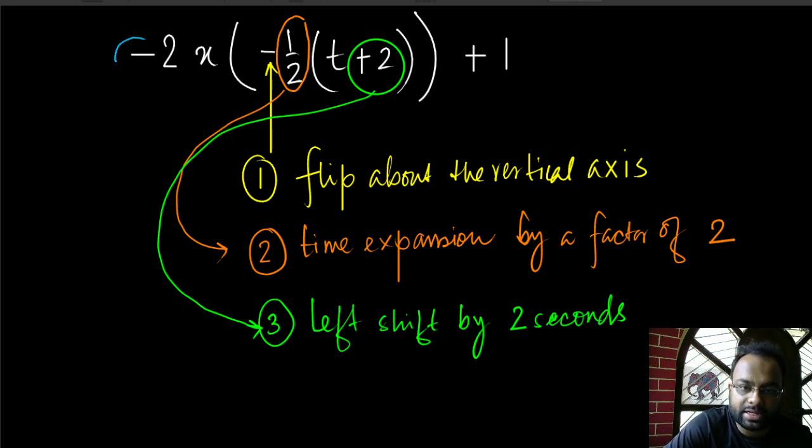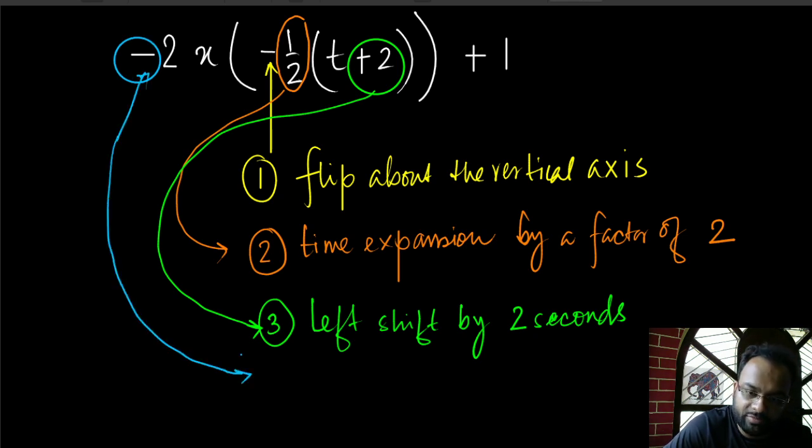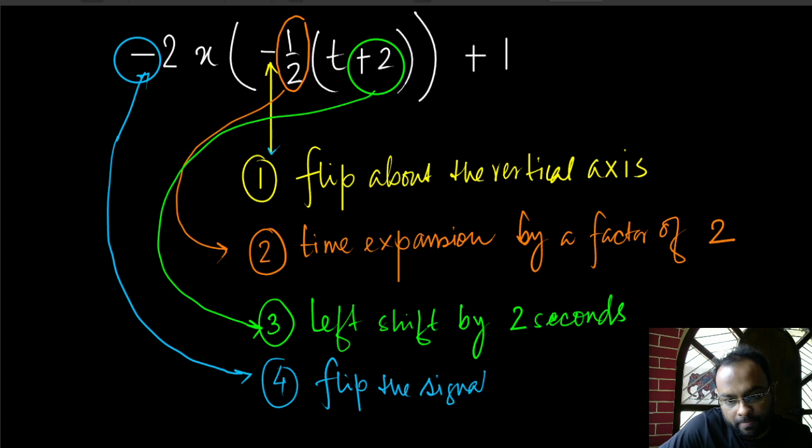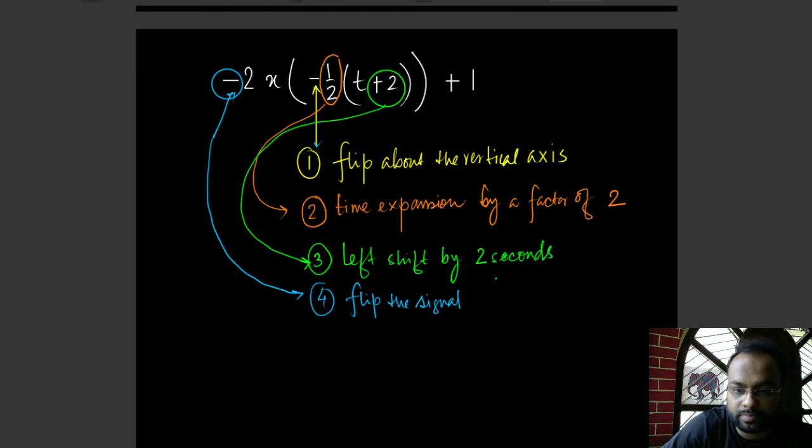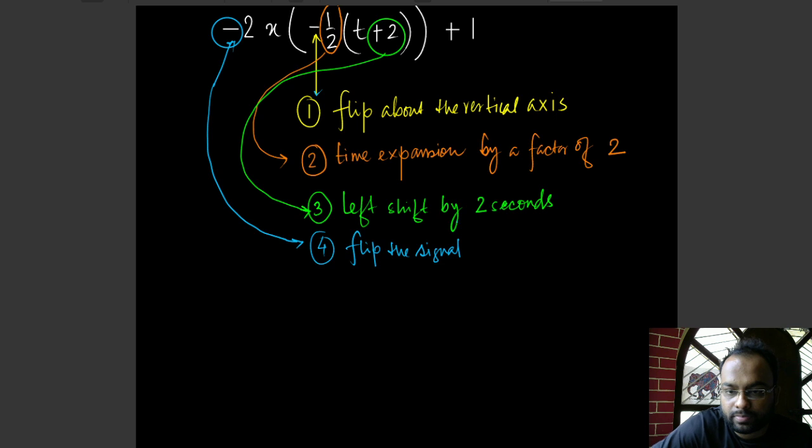Then take care of this minus sign. That's your step number 4. Flip the signal vertically, about the horizontal axis, right?